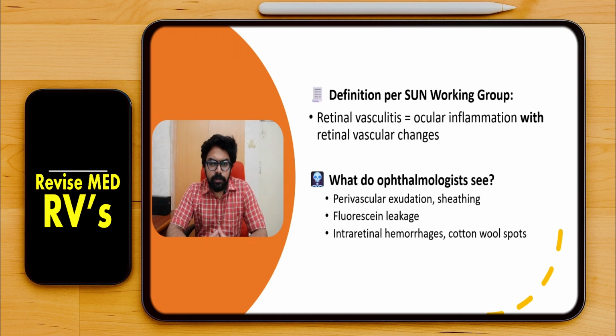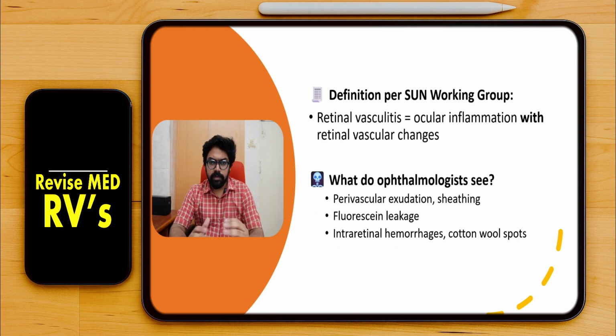As per the definition of the SUN working group, retinal vasculitis is defined as ocular inflammation with retinal vascular changes. What do ophthalmologists see in case of retinal vasculitis? They include perivascular exudation, perivascular sheathing, fluorescein leakage on FFA, that is fundus fluorescein angiography, intraretinal hemorrhages and cotton wool spots. So as a rheumatologist, how can we correlate these ophthalmologist findings in a rheumatological context? That's what we will be discussing in this session.